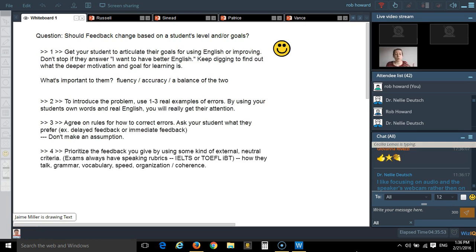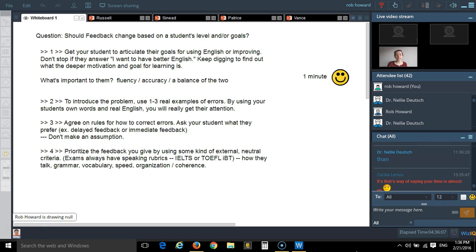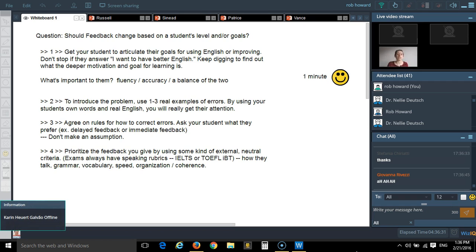The next thing that you want to do when you give feedback is to prioritize the feedback that you give. I would say that you want to use some kind of external, maybe neutral criteria for that. Exams have always got some sort of speaking rubric, like IELTS and TOEFL iBT give you things that you can think about, like how the student's talking, accent, grammar, vocabulary, coherence, things like that. So I would use some of these, even if you are not actually teaching for that exam, you can borrow some of their criteria. And that's what I would suggest when you are doing that.